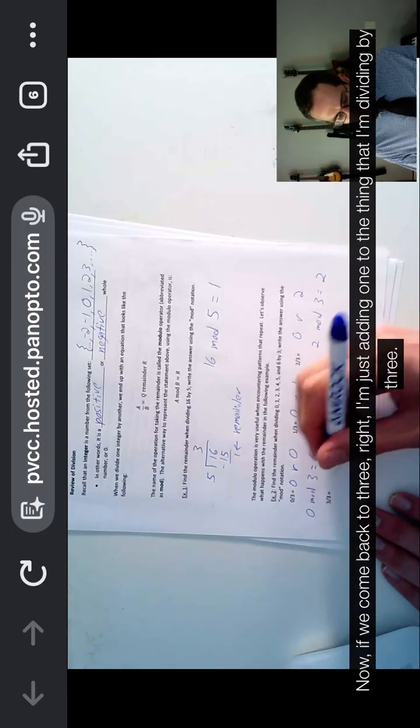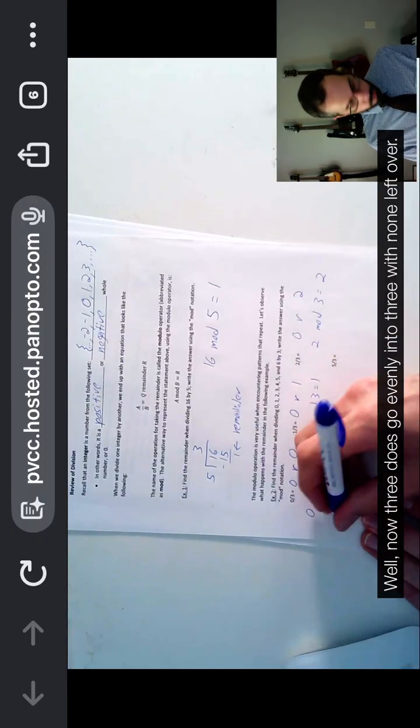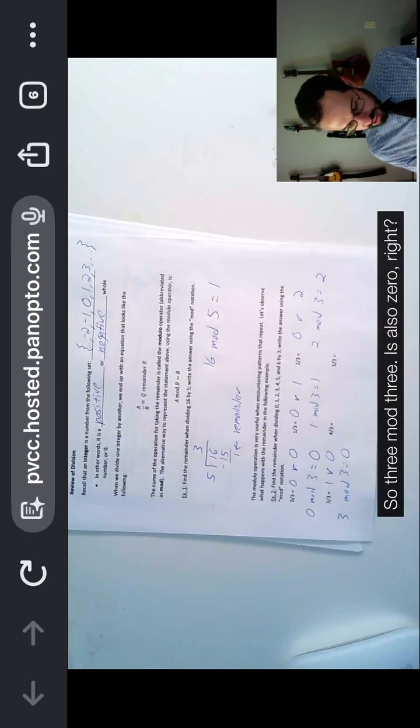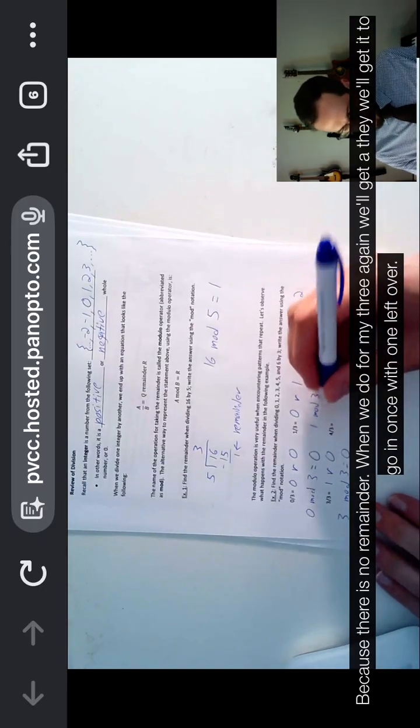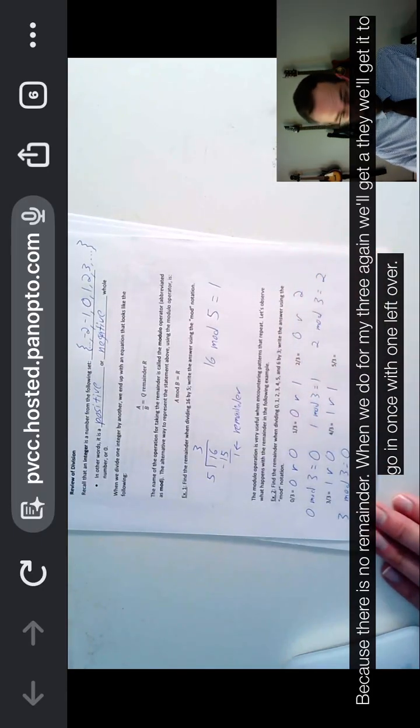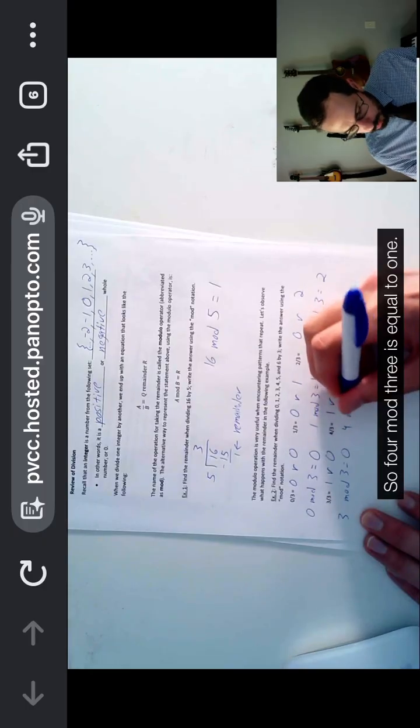Now, if we come back to 3, I'm just adding 1 to the number that I'm dividing by 3. Well, now 3 does go evenly into 3 with none left over. So 3 mod 3 is also 0, because there is no remainder. When we do 4 mod 3, again, we'll get it to go in once with 1 left over. So 4 mod 3 is equal to 1.